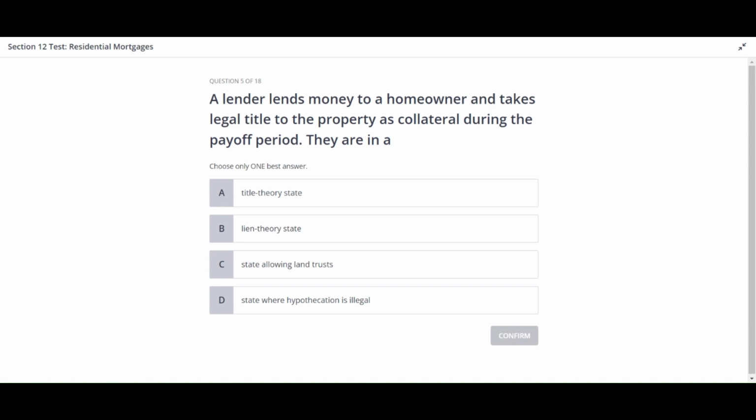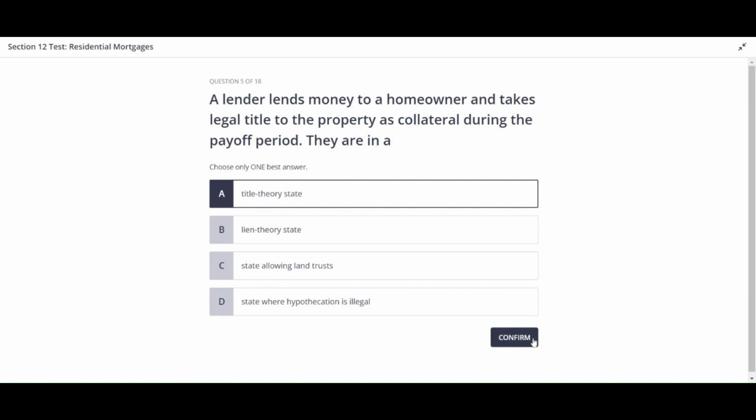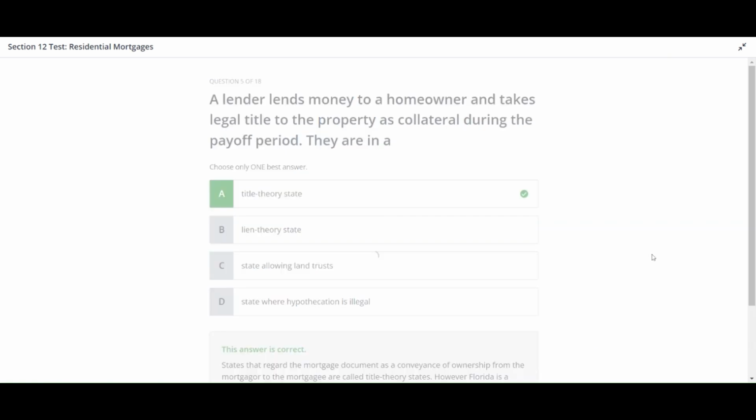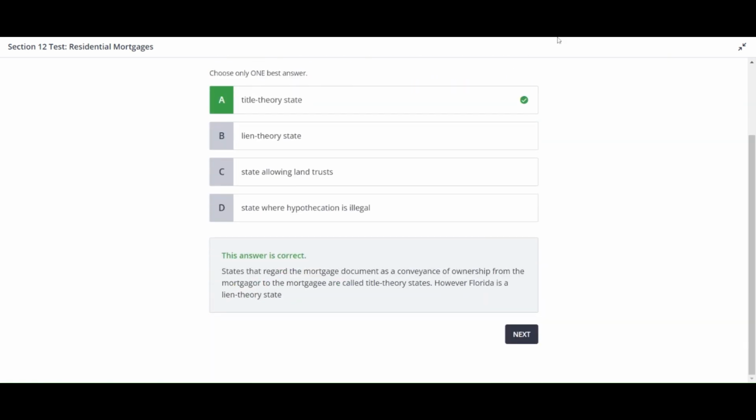Okay, so the correct answer for this question is A. Title theory state. Let's explore what title theory states is. States that regard the mortgage document as a conveyance of ownership from the mortgagor to the mortgagee are called title theory states. However, Florida is a lien theory state.